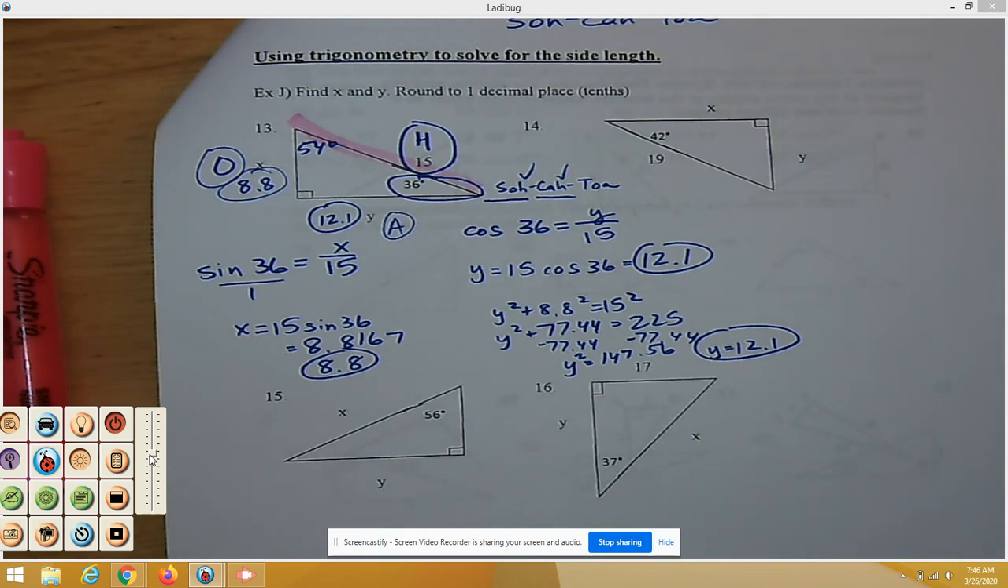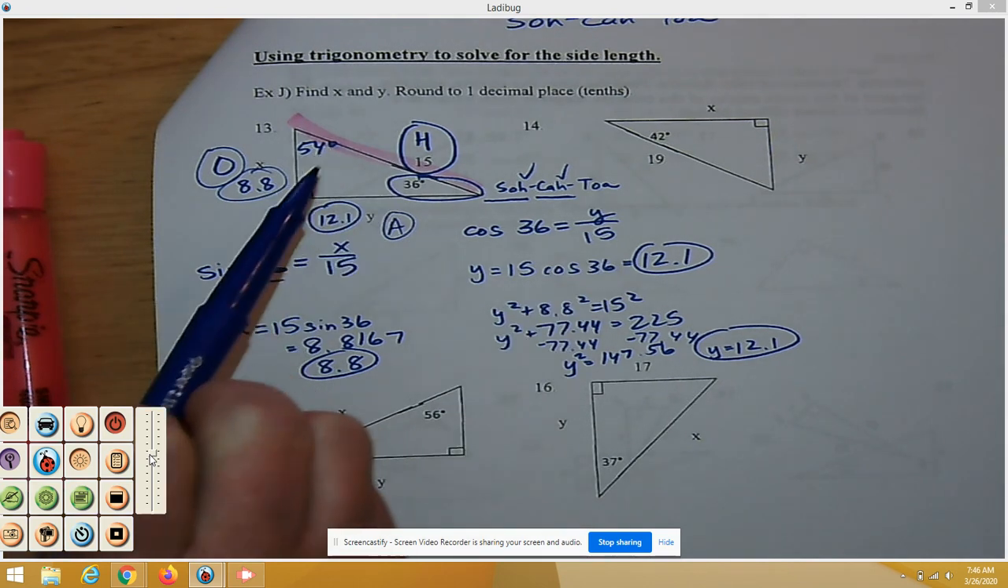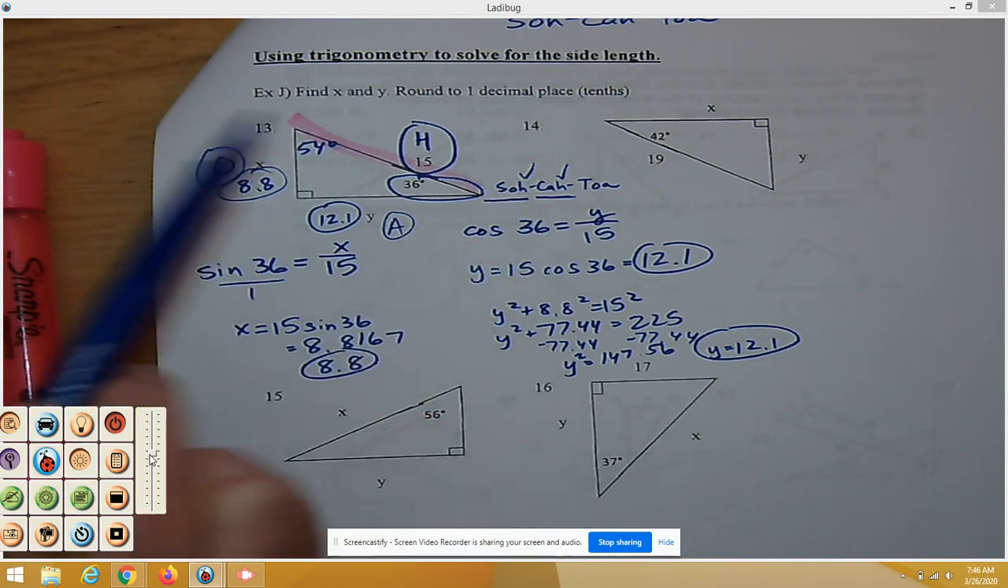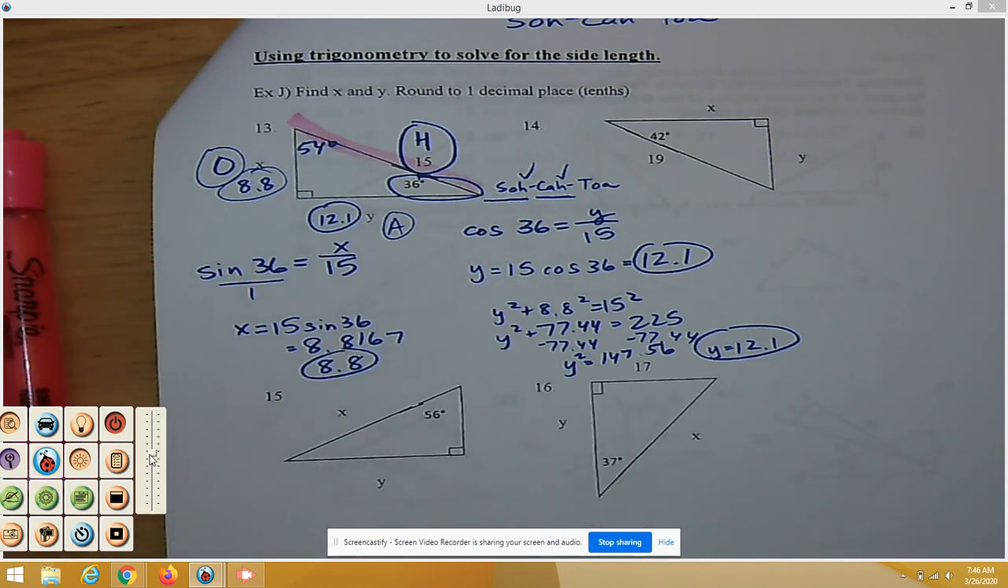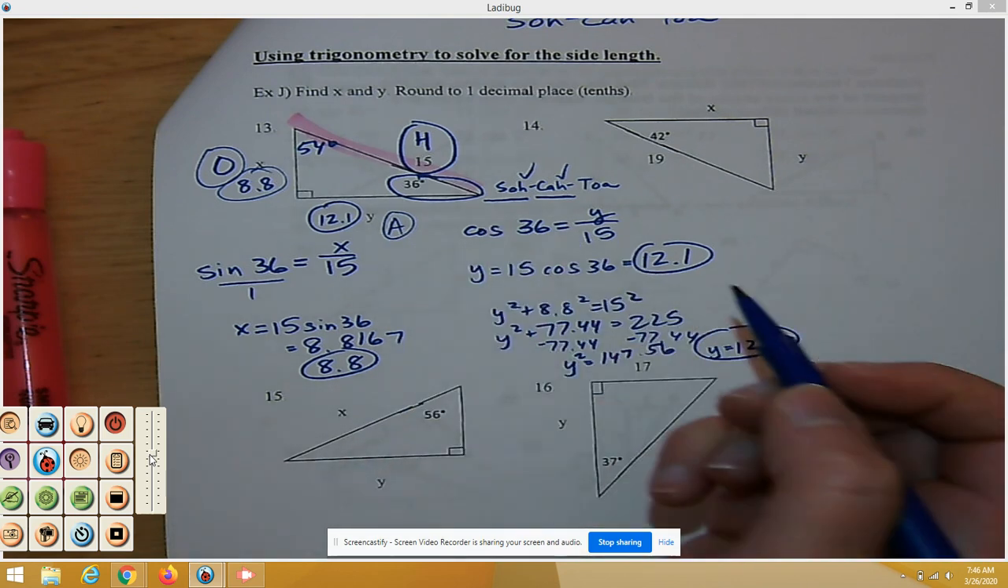You really could have done this entire problem using the 54 degrees as your reference angle and had four different ways to do these. So guess what, folks? There are a lot of good ways to do these problems, and I know you can do it. All right, I would like you now to go on and let's look at 15 because I'm making a super long video here.